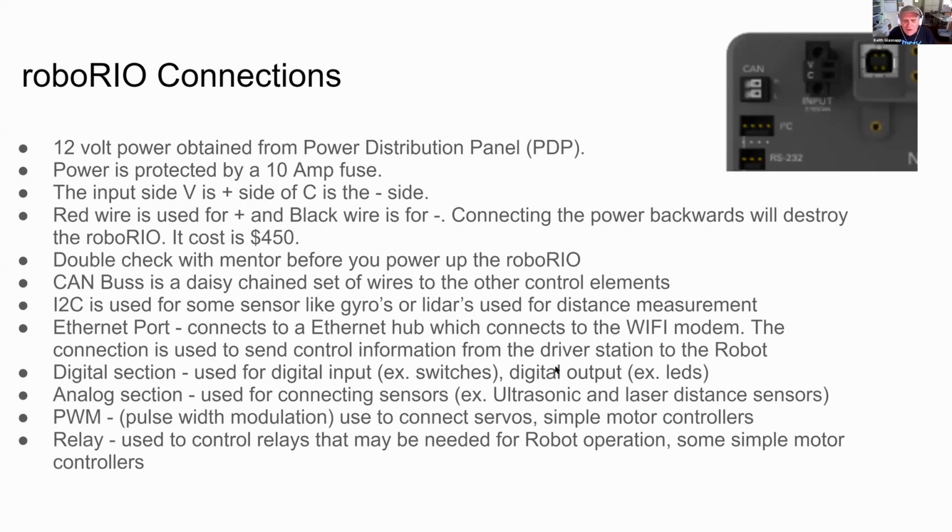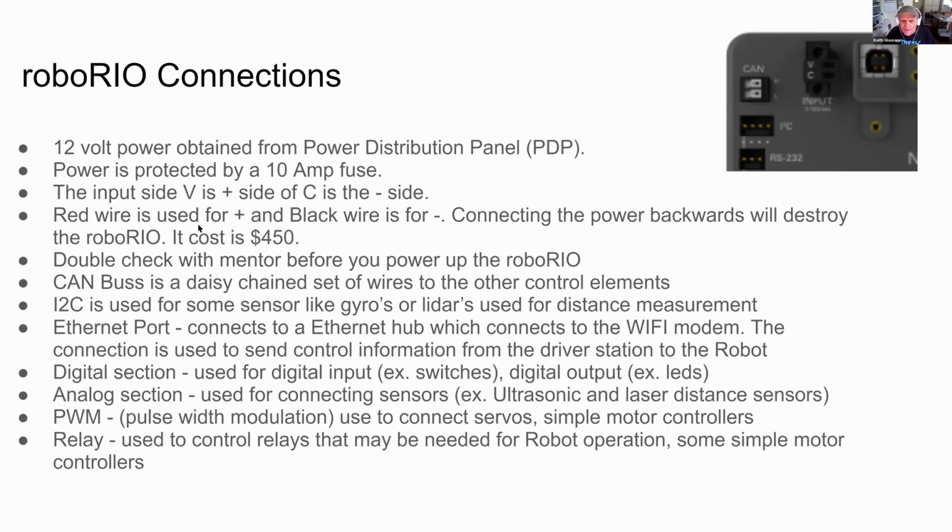So let's go through how we connect it. The first thing is we power it via this little connector here. I don't really like the symbols there, but V means the positive voltage and C means the ground. So we connect this up to what's called the power distribution panel, and we'll learn a little bit about that in a minute. And we protect the RoboRio with a 10 amp fuse.